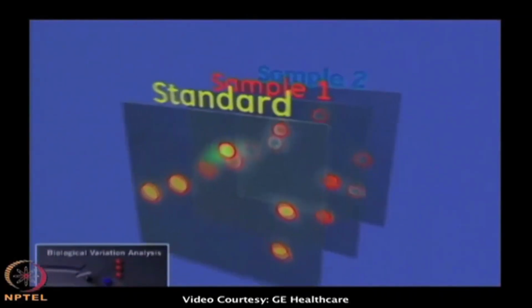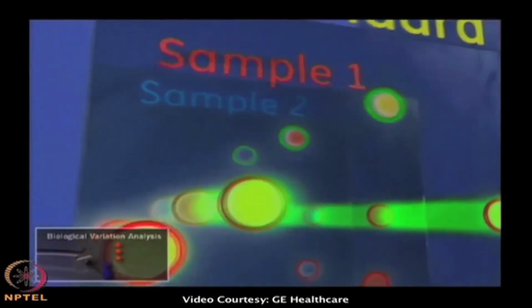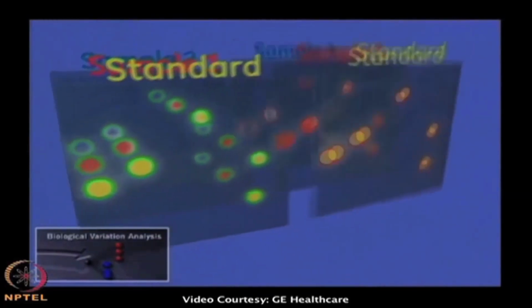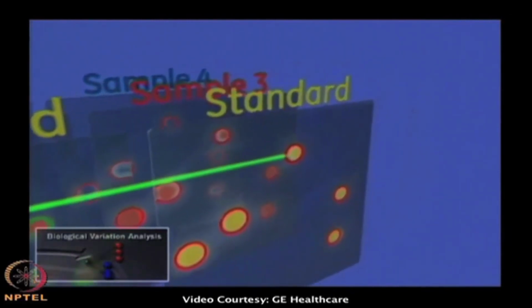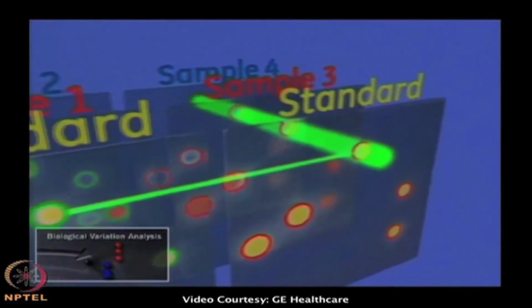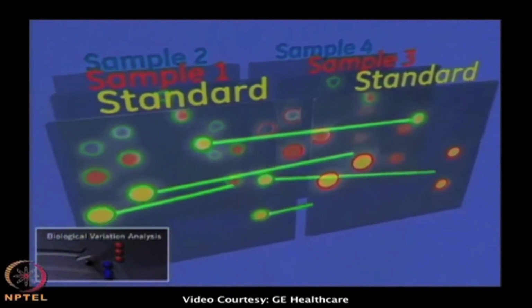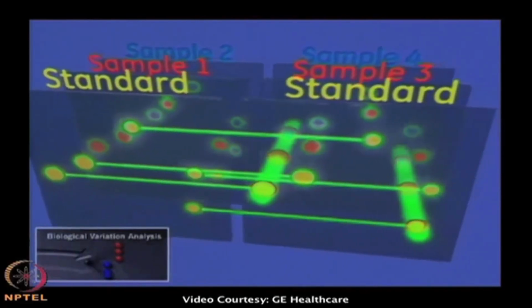And after finishing DIA, we can go to BVA. In BVA, we can compare all DIAs together. As you can see in this video, first of all it matches between the standard gel, and from the standard gel to the corresponding DIA. It matches each and every individual spot, and it will give you the final data.